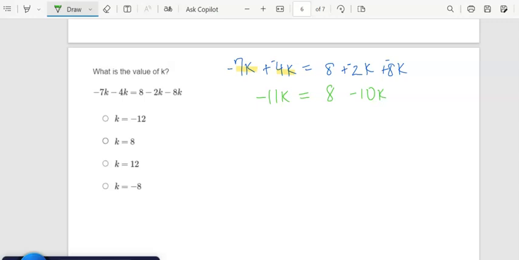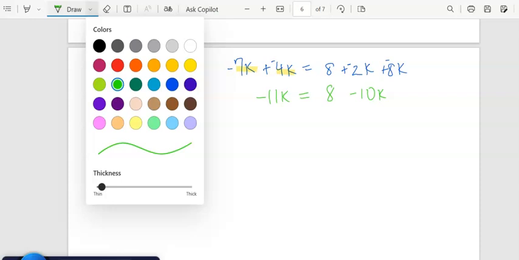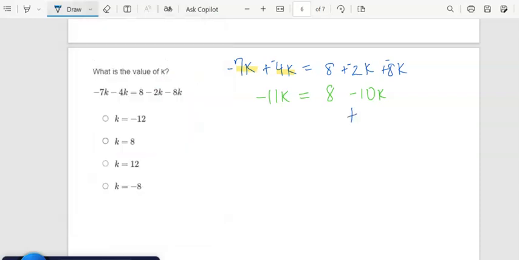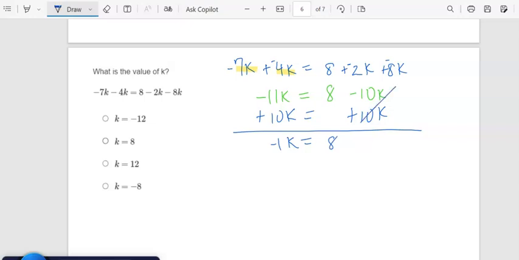All right, a little different here. Now we're going to add the 10k to both sides, because that's the opposite to make this cancel on the right side. All right, negative 11 and 10k is going to be a negative k, or negative 1k. I haven't done anything with 8. This cancels. Okay, so this is negative, so we need to divide by a negative 1. Or you can think of it this way. The opposite of k is 8, so k would be negative 8.